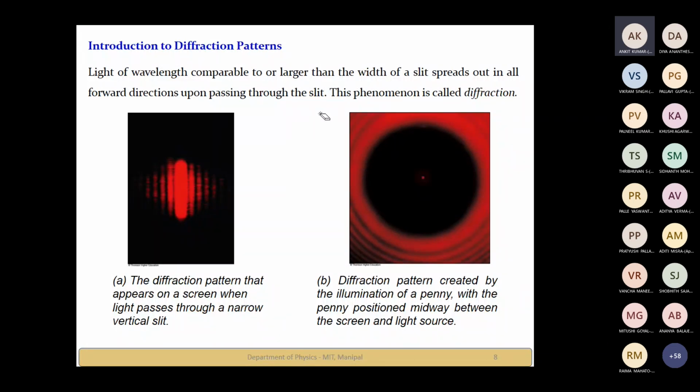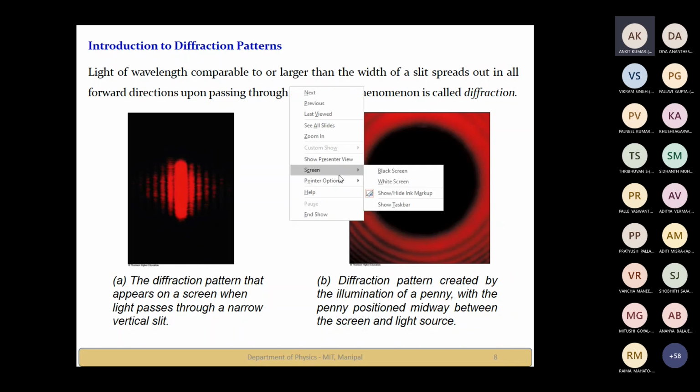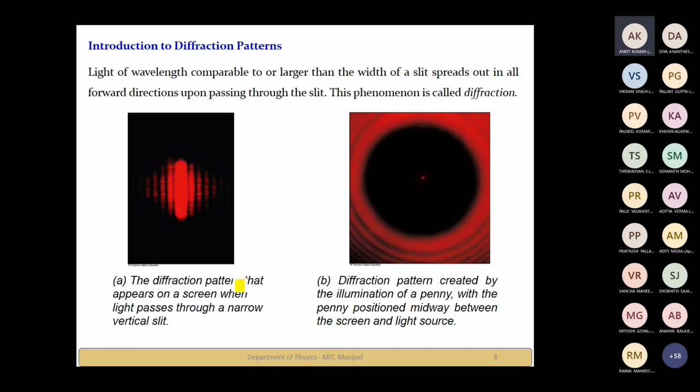Otherwise, we can put it this way: light of wavelength comparable to or larger than the width of the slit spreads out in all forward directions upon passing through the slit. The above phenomenon is known as diffraction. You can see two patterns over there. In the first, you can see the diffraction pattern appearing on the screen when light is passing through a narrow vertical slit.